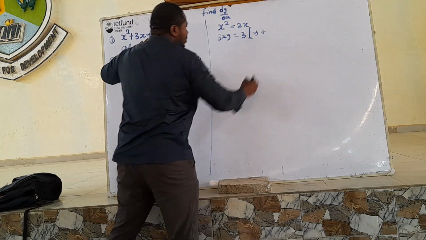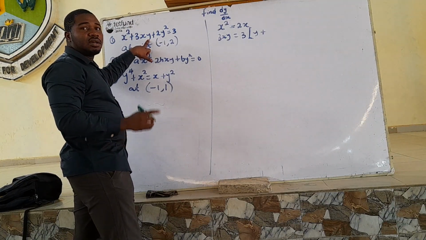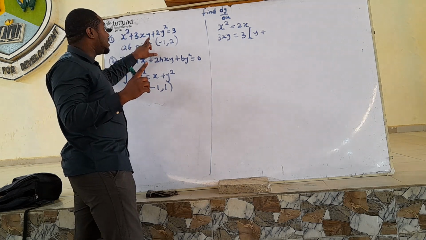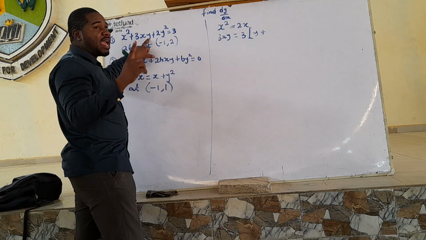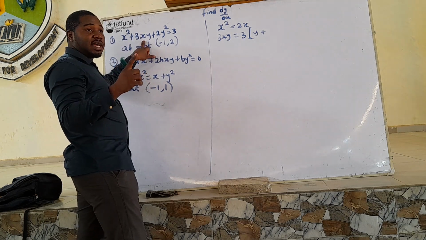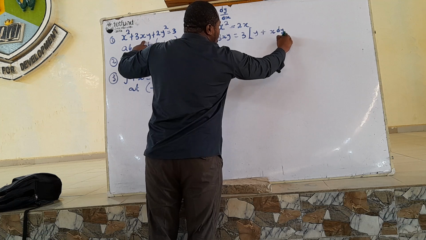Plus, now differentiate y, what will you get? You get dy/dx. If you differentiate y, you get dy/dx. You now multiply it by the x, and you're keeping what? x. So we have x, then we have our dy upon dx.